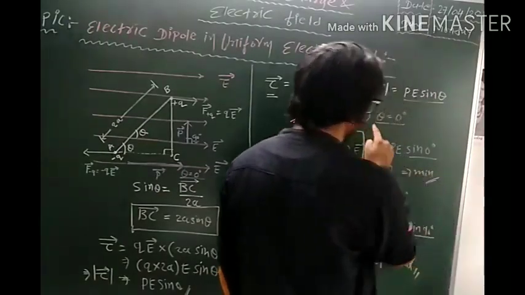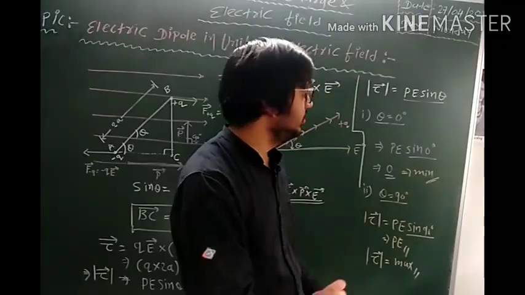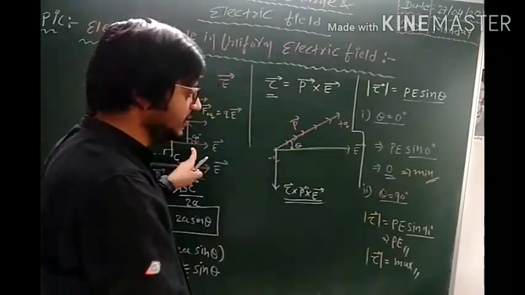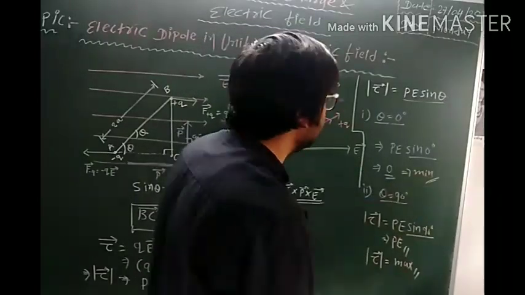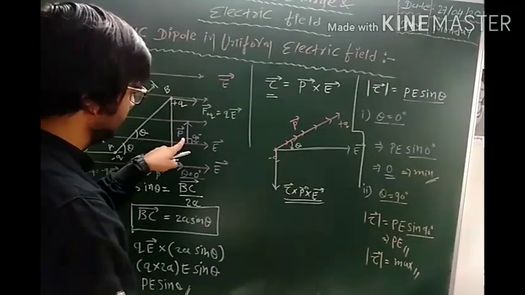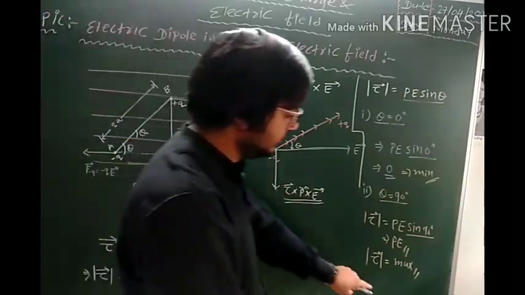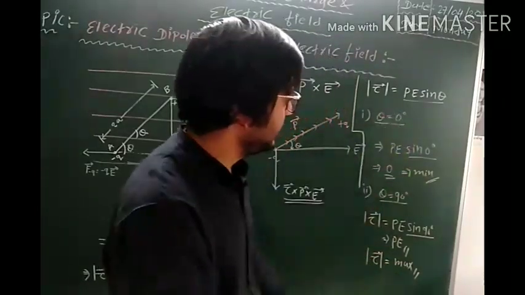From these two cases we can conclude that a dipole parallel to the electric field exerts a minimum torque, and a dipole perpendicular to the electric field exerts a maximum torque. Okay, now write down all these things.